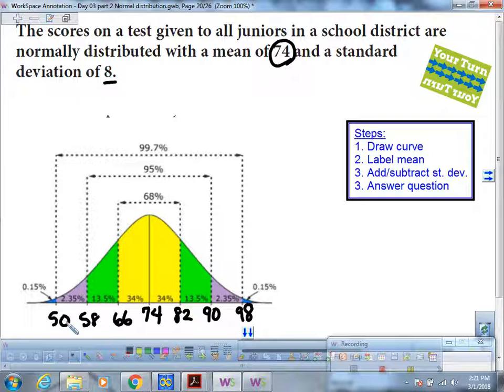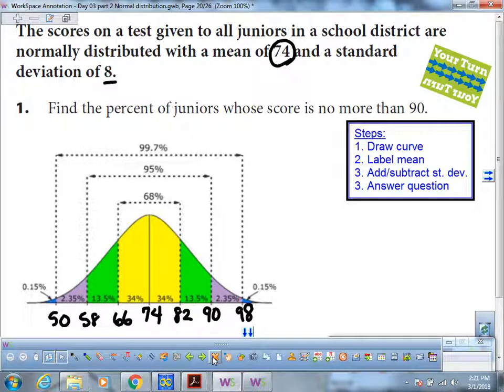That's really the only work you need to do. You don't have to write all these percentages in here. You're going to refer to them because you have them on your chart. You don't have to write them every single time. You just need these numbers right here. Okay? So now, here's the question.